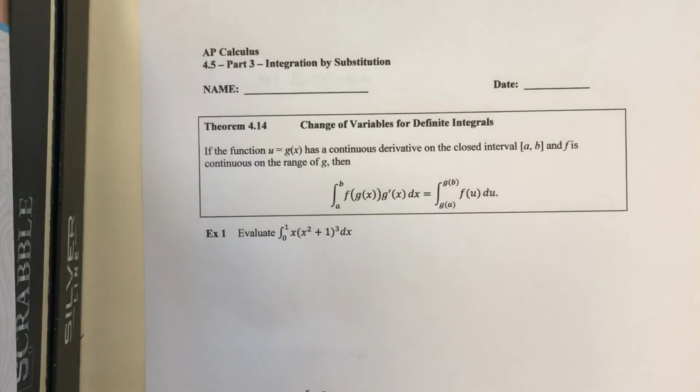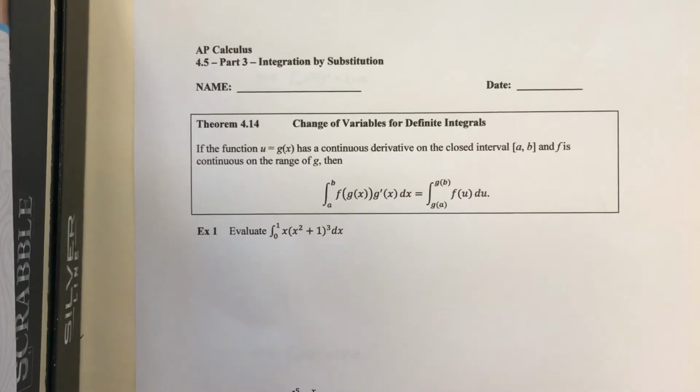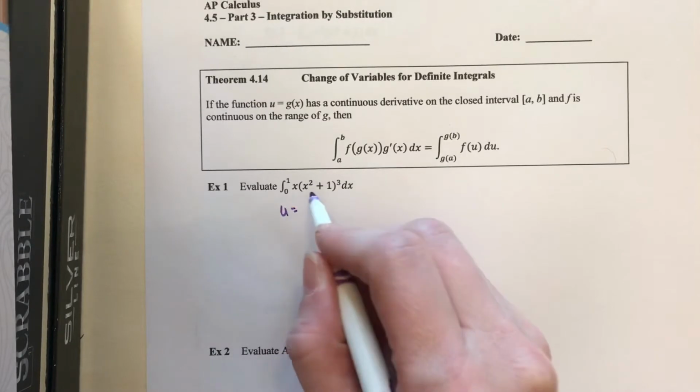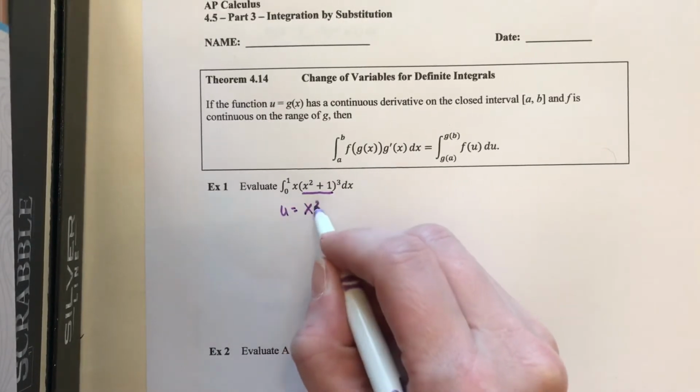Okay, so we're on 4.5, part 3, integration by substitution. Now these questions are going to get a little bit trickier today. So let's start right out with number 1, but same concept as what we've done already for parts 1 and 2. So first thing we want to do is pick a u. So for number 1, I'm going to pick my u as the inside part here, x squared plus 1.